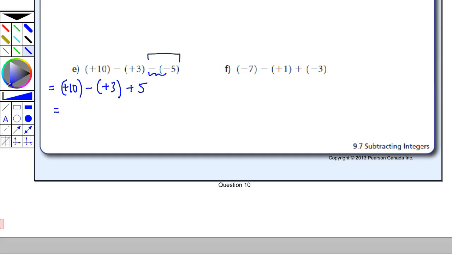So I'm going to continue with my plus 10. I'm going to leave my minus there. Then I'm going to do this part next. So I have plus 3 plus 5, which is going to give me plus 8. Then I have 10 plus 10 minus plus 8. That's the same as minus 8. So positive 10 minus 8 is going to be positive 2.